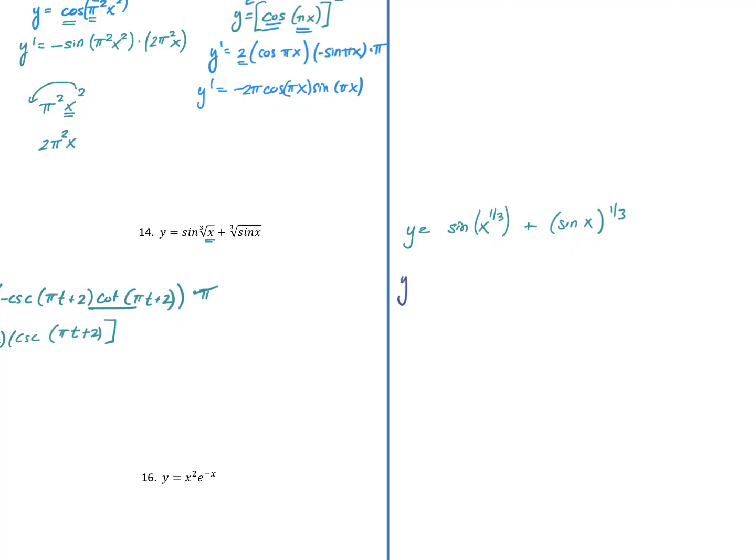For the first one, y prime, derivative of sine is cosine. It's cosine of, I'll just say cubed root of x. Then I have to times it by the derivative of the inside, 1/3 x to the negative 2/3. Plus 1/3 sine of x, lower the power by 1, negative 2/3, times derivative of the inside, cosine of x.